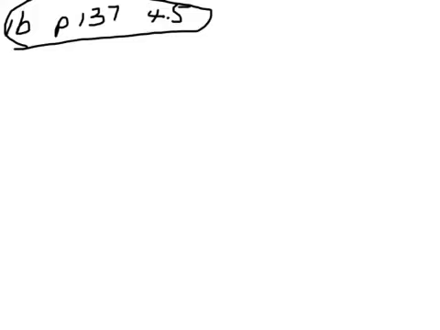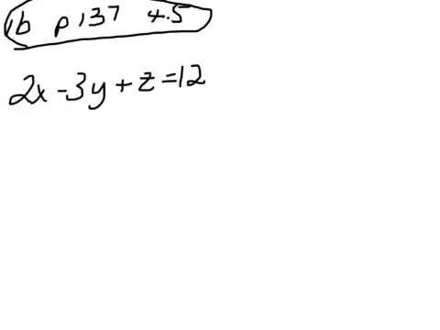Okay, so if you look at 1b, it is 2x minus 3y plus z equals 12. If I'm going to graph this, I'm used to having a two-dimensional Cartesian coordinate system, right? It's got an x-axis and it's got a y-axis. Since this has three variables in it, it's got three axes, which is what makes this 3D.